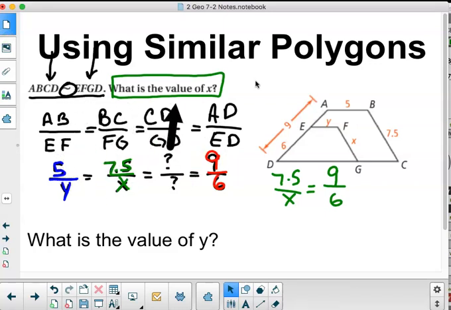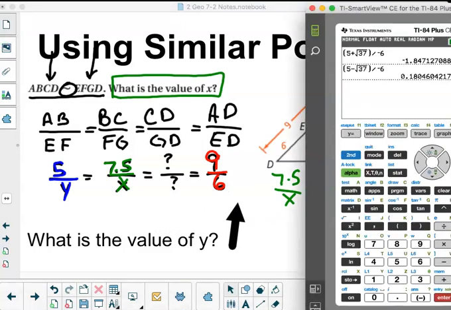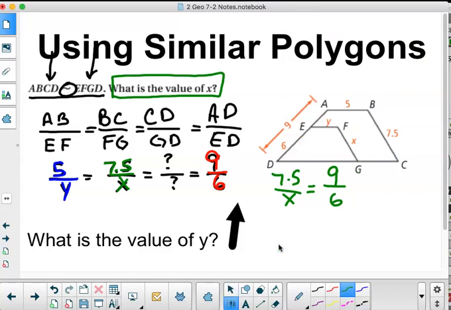Although CD and GD has no information to help me here, all of these are equal to one another, so I can use this in a proportion and cross product and multiply them together. So I can go 7.5 times 6. I grab my trusty steed of a calculator. 7.5 times 6, and I find out that's 45. So that is going to be 45 is equal to 9x. I divide by 9 and find out that 5 is x. Well, they asked me what the value of x is. Well, it's 5. So I know this is 5.